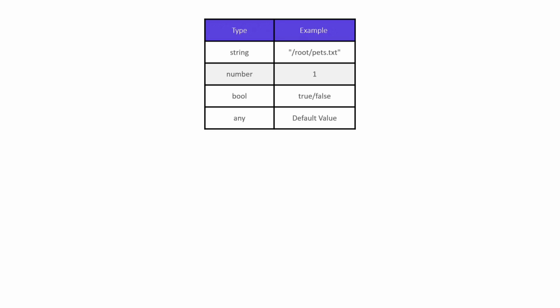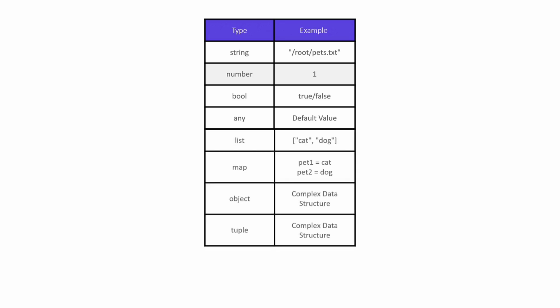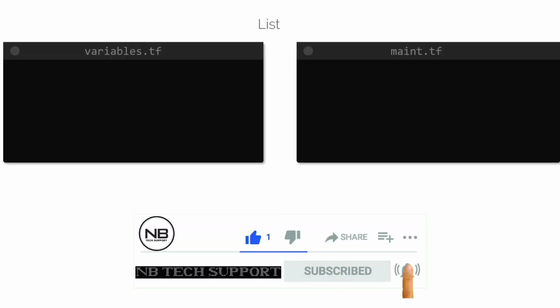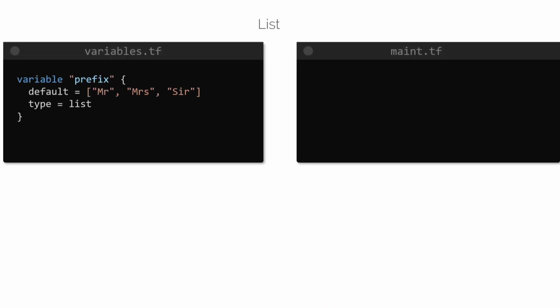Besides these three simple variable types, Terraform also supports additional types such as list, map, set, object, and tuple. Let us now see how to use all of these in Terraform. Let us start with list. A list is a numbered collection of values and it can be defined like this. In this example, we have a variable called prefix that uses a list of values Mr., Mrs., and Sir.